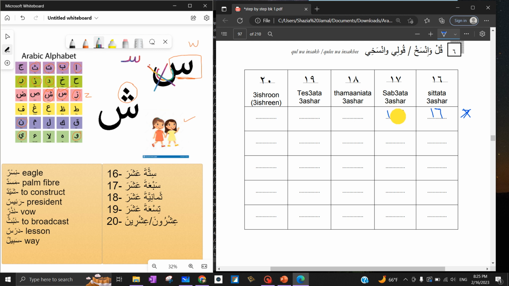Then 17 is just like a V, and 18 is the opposite of V, and 19 is similar to a 9, but you start writing from here and down. And 20 is 2 and a dot. This is 20. So this is how you write Arabic numbers.